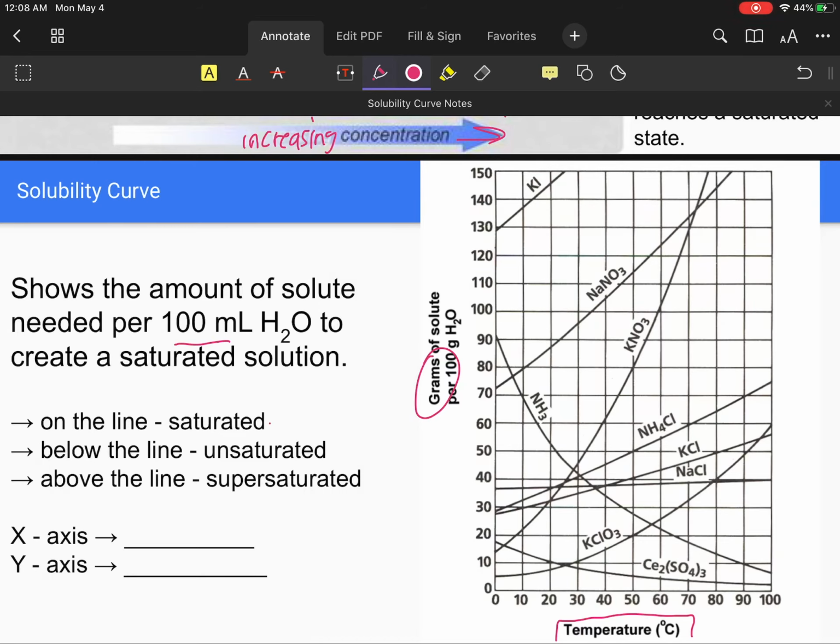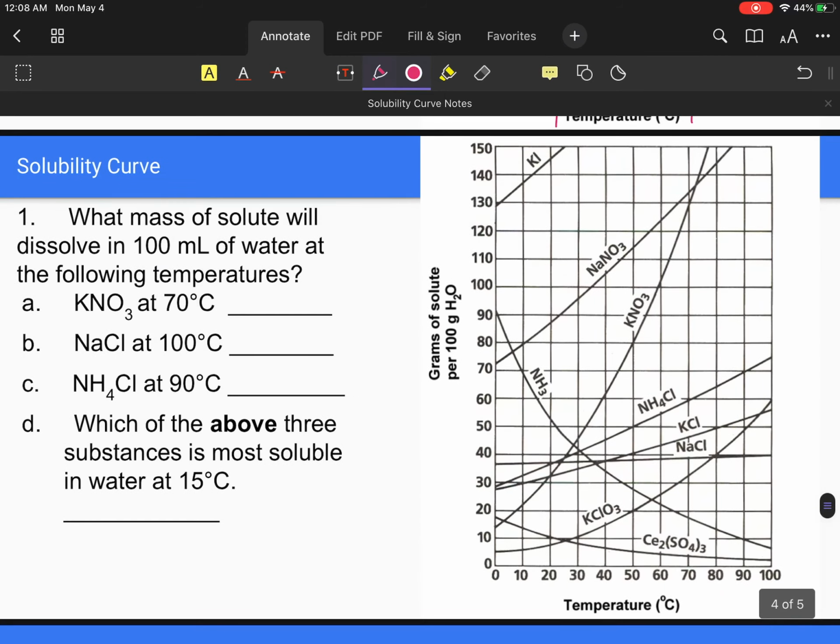So if something is on the line, we call it a saturated solution. If we're below the line, it's unsaturated, and if it's above the line, it's supersaturated. Okay, so I'll explain in just a minute what I mean by on, below, or above. But you can fill in in your notes what's on your X and Y axis, just so we can get comfortable looking at the graph.